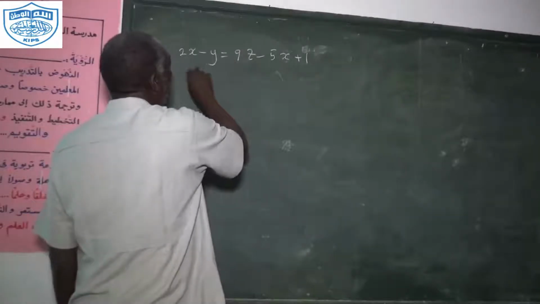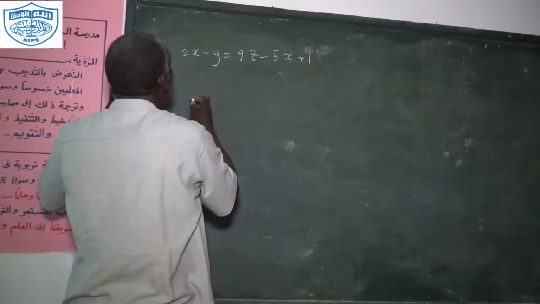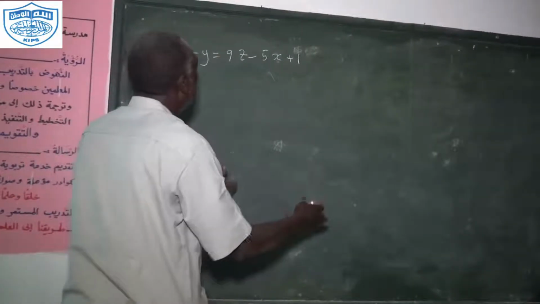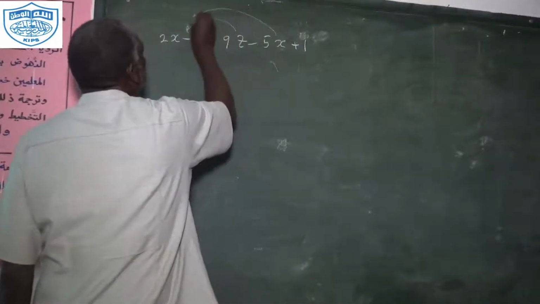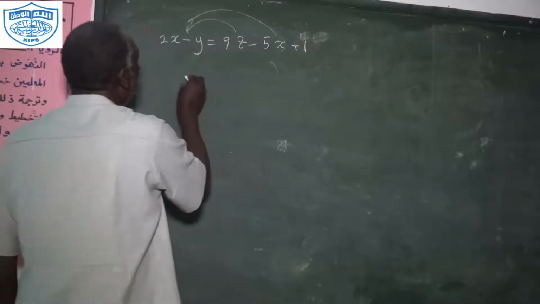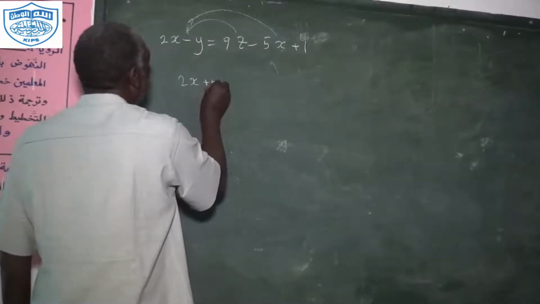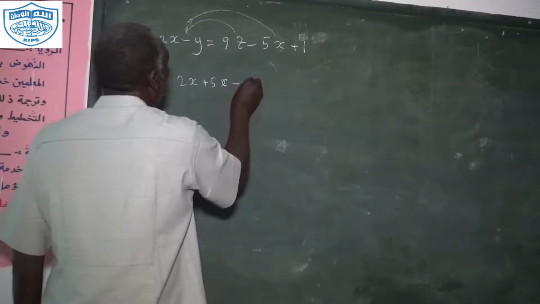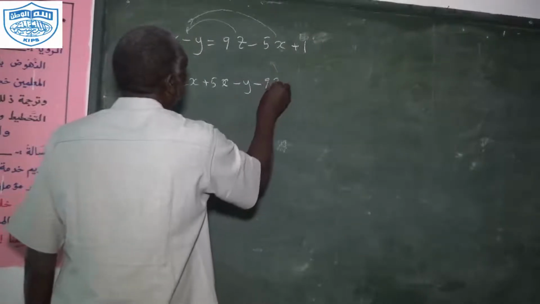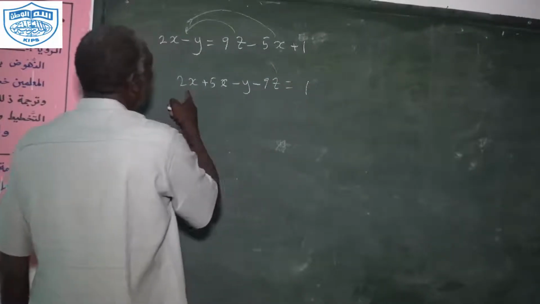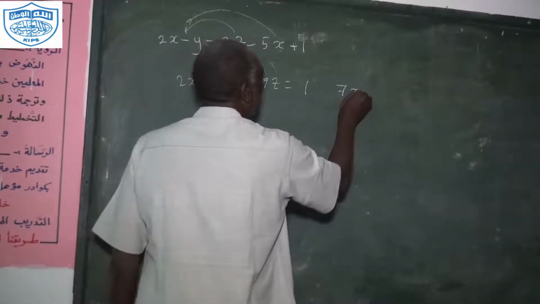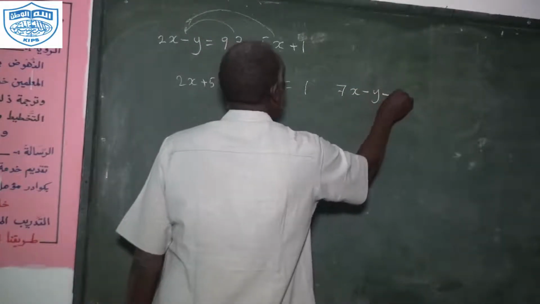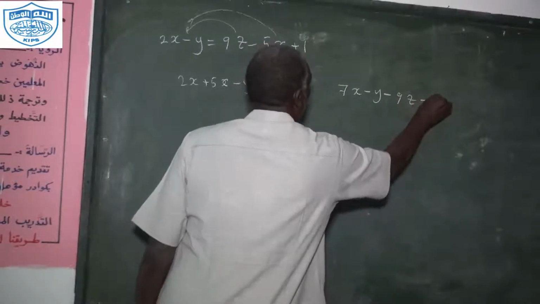We make all the equations equal to 1 or 0 to put the unknowns on one side and the knowns on the other side. Transfer 9z to this side and negative 5x to this side, which means 2x plus 5x minus y minus 9z equals 1. 2x plus 5x equals 7x. This means that 7x minus y minus 9z equals 1.